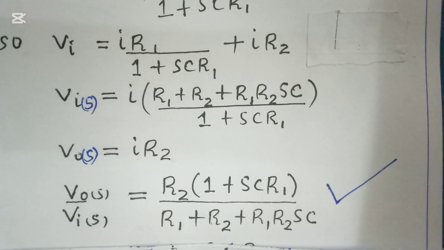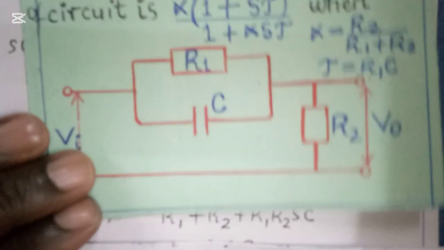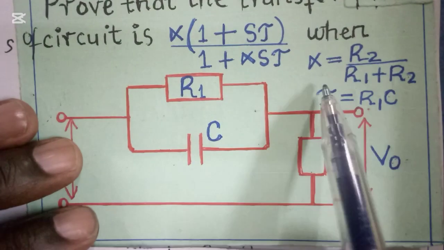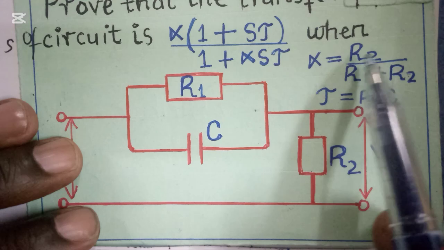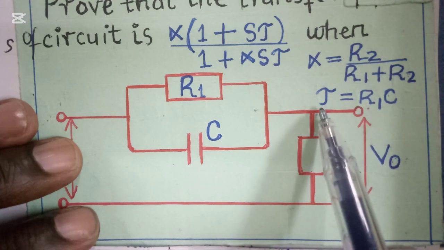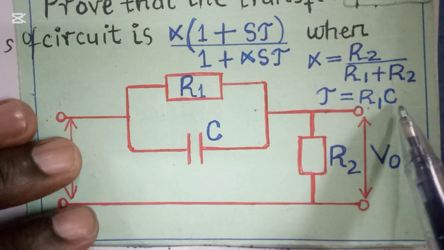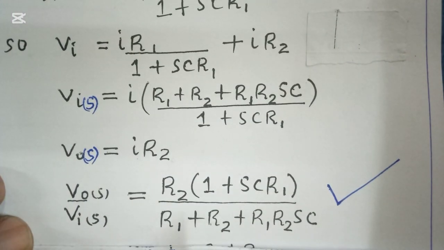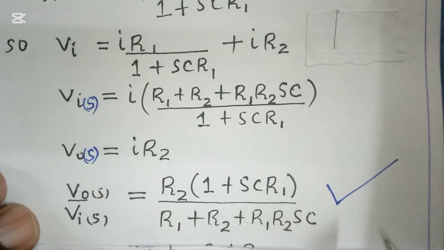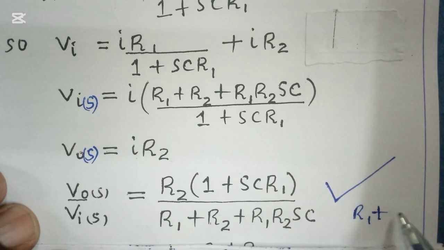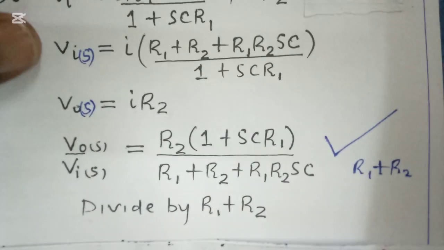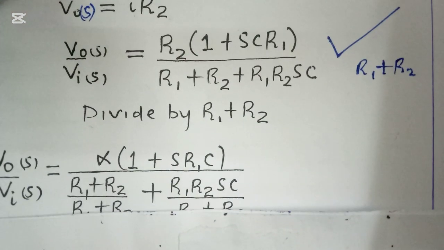But we also need to prove this equation that is given here. This is the equation we want to prove: that the transfer function is equal to that, given these conditions. Alpha equals R2 over R1 plus R2, and J equals R1 multiplied by C. For us to prove it, we divide these two equations by R1 plus R2.